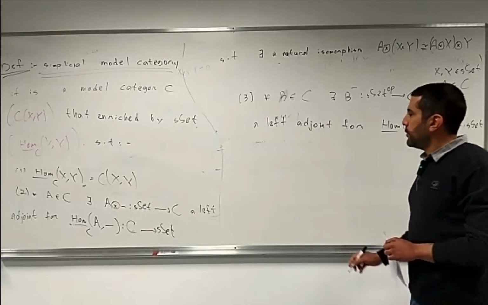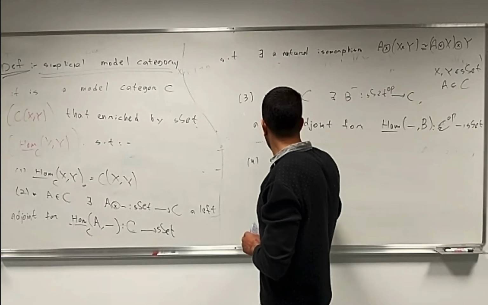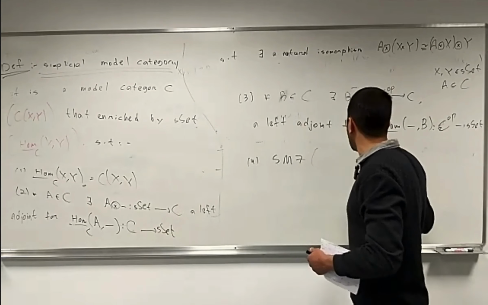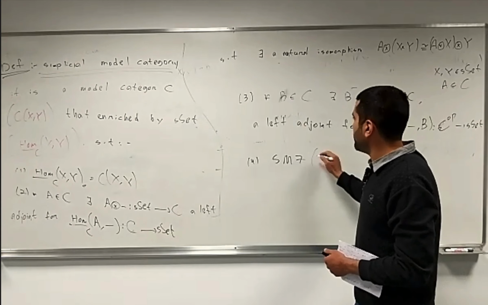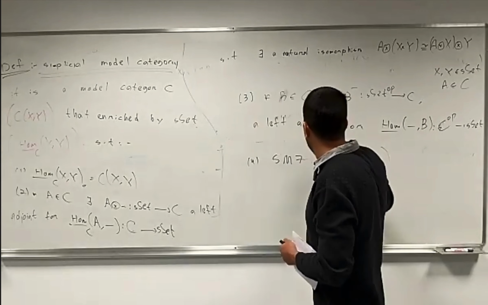Okay, plus 4 plus SM7. I will explain. This is the homotopy, the relation between the homotopy. Okay, I will explain after, but I want to explain this 1, 2, 3 before.